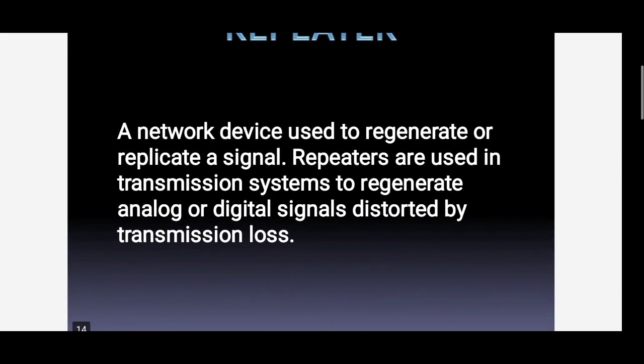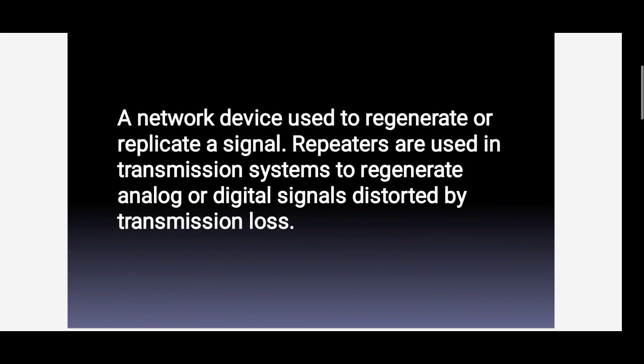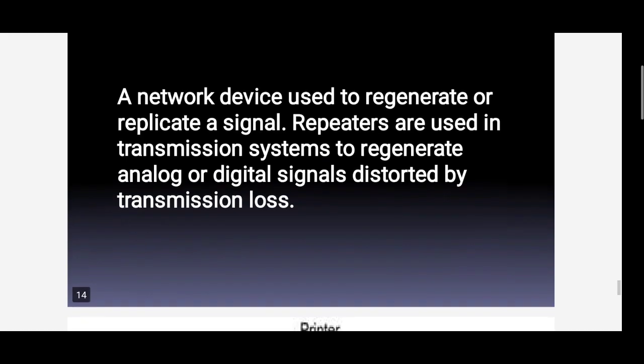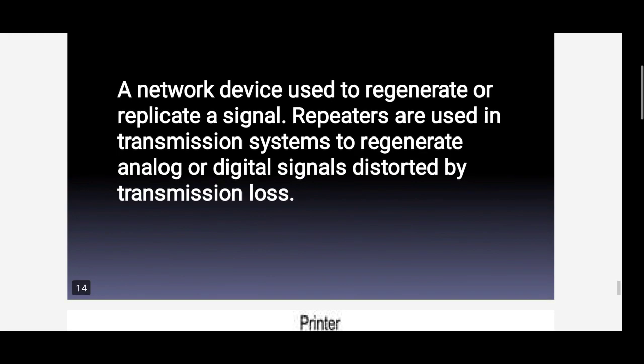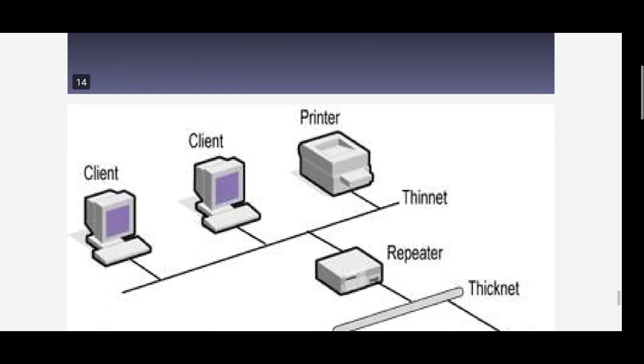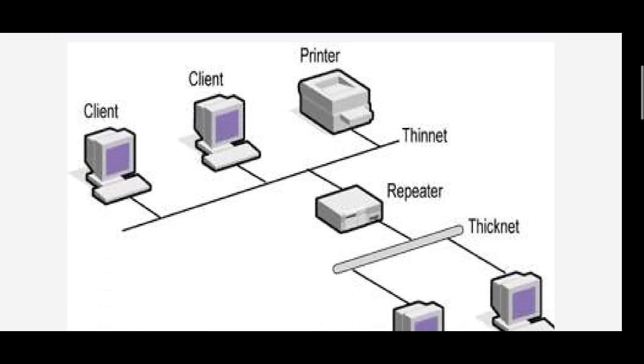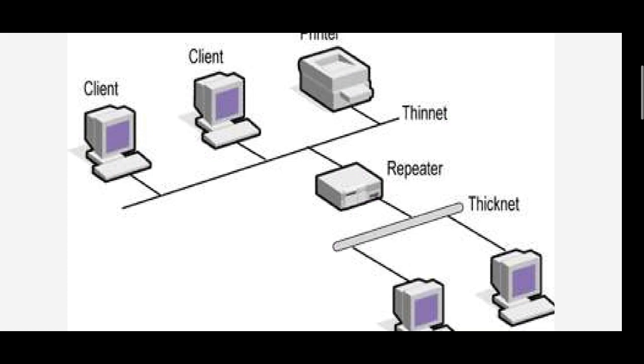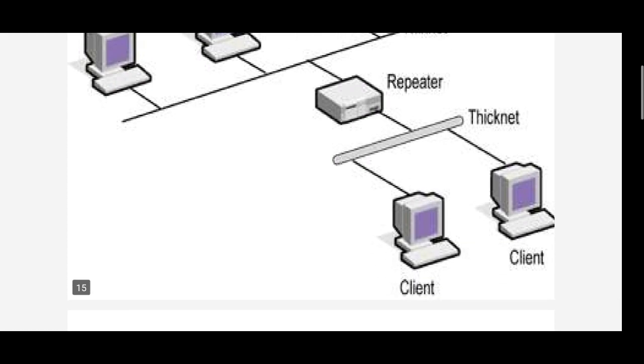Repeater. A network device used to regenerate or replicate a signal. Repeaters are used in transmission systems to regenerate analog or digital signals distorted by transmission loss. This is the repeater. These are the clients connected to the thin net or thin client.